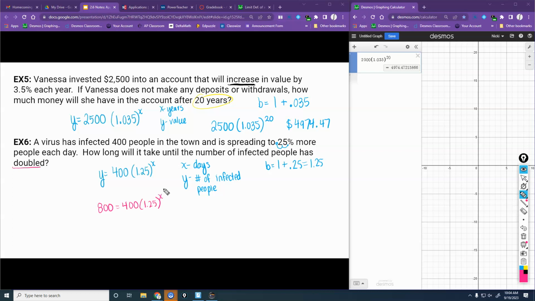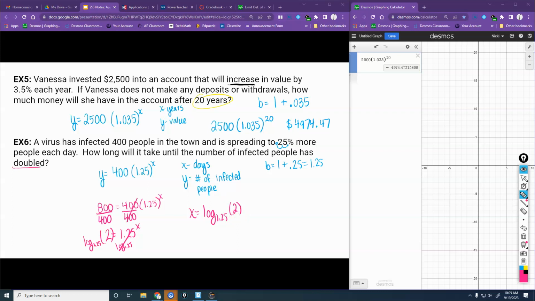So if I want to solve that by hand, what have I got to do first? Divide by 400. Which is going to give me 2 equals 1.25 to the x power. Got to get rid of the 1.25. How do I do that? Got to log it. I'm going to log base 1.25. That'll get rid of this over here. Log base 1.25 over here. And so x is going to be log base 1.25 of 2.